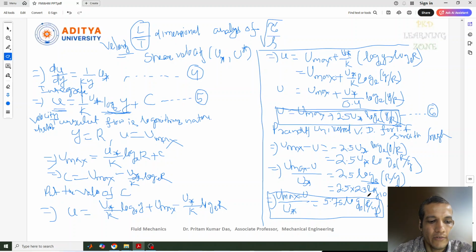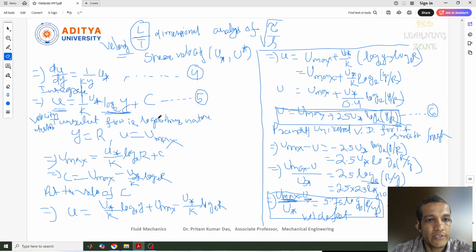Okay, now this equation is known as the difference between the maximum velocity and the local velocity at any point. See this u max and u, what is that? U max minus u is the difference of maximum velocity and the local velocity, and which is known as velocity defect. This is another term, velocity defect.